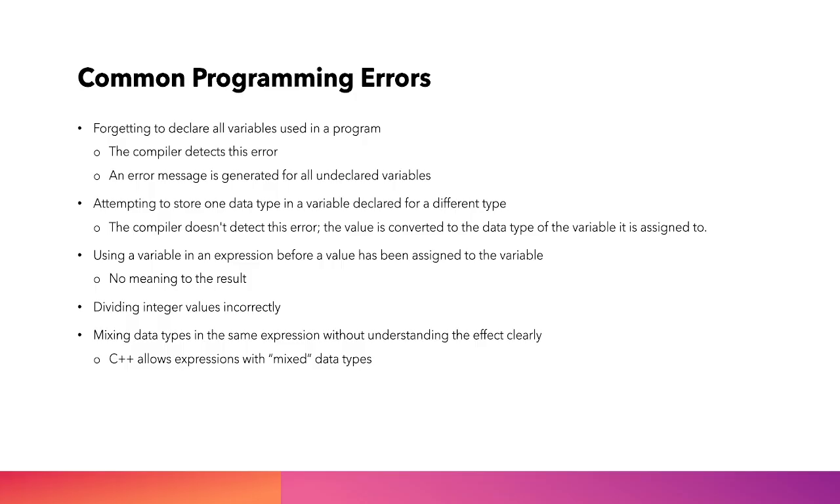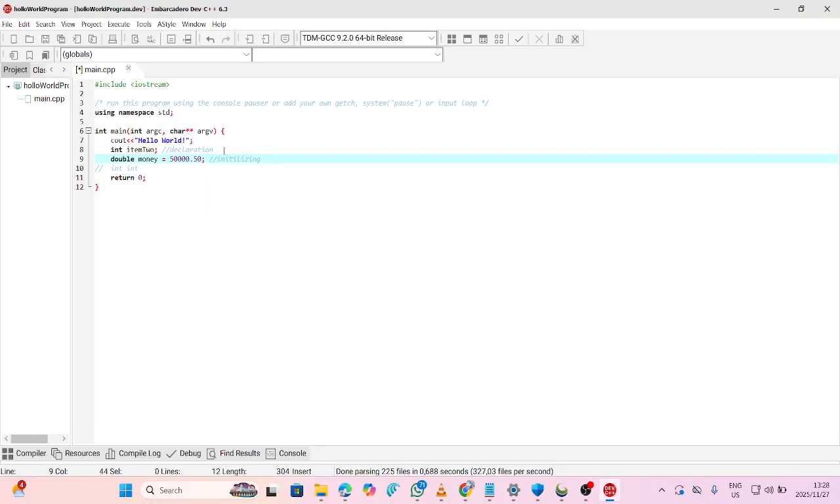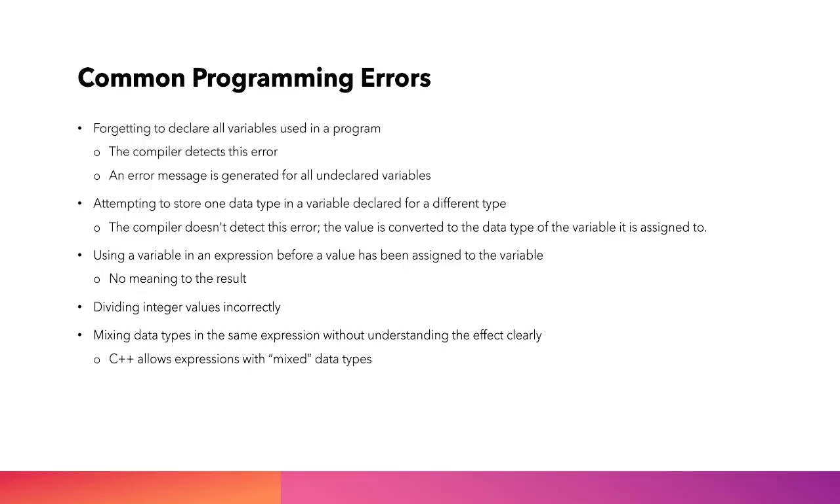And also dividing an integer value incorrectly, it doesn't show you an error, but it's just going to give you something that is not the exact value. And also mixing data types in the same expression. C++ allows expressions with mixed data types. But from here, you'll be having something that you didn't want to have, like you didn't plan to have.